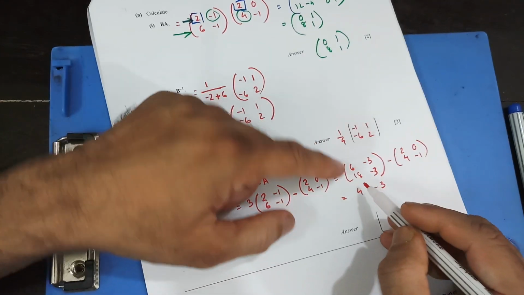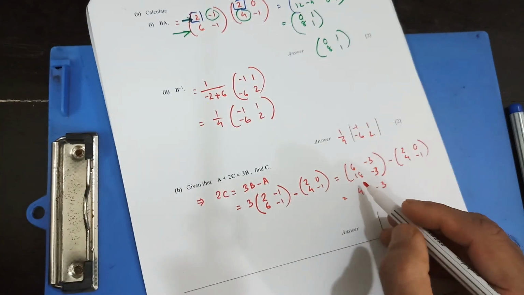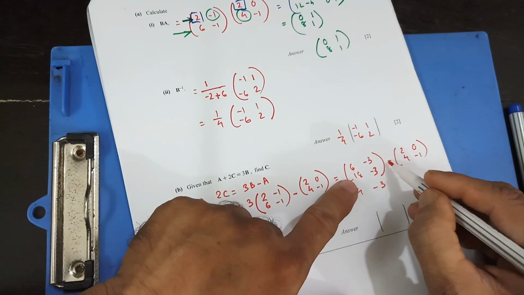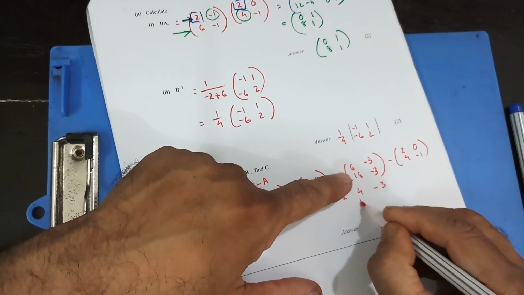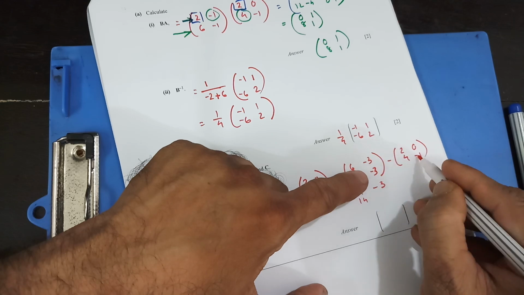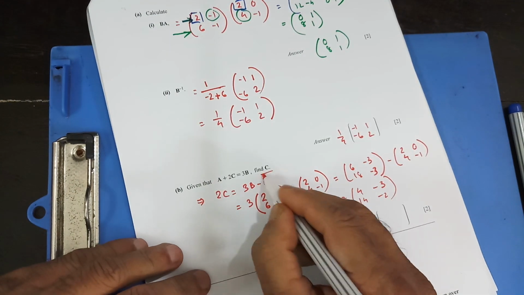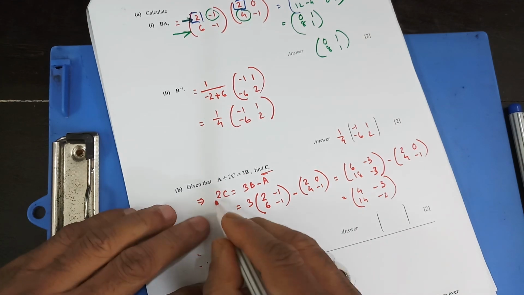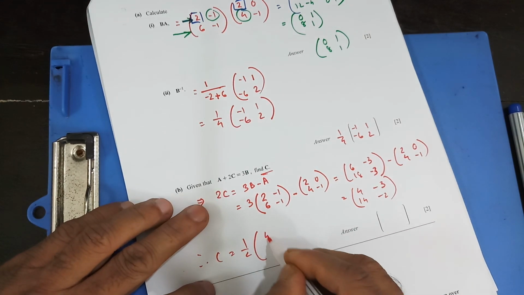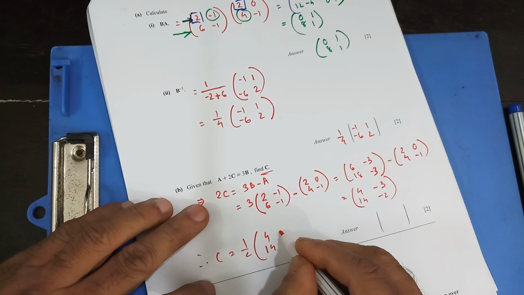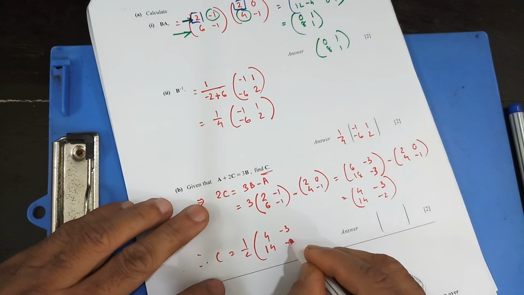Then 18 minus 4 is going to be 14. And minus 3 minus plus 1, so it's going to be minus 2. That's 2C. I need to find out C. Therefore, C is going to be half of 4, 14, minus 3, minus 1.